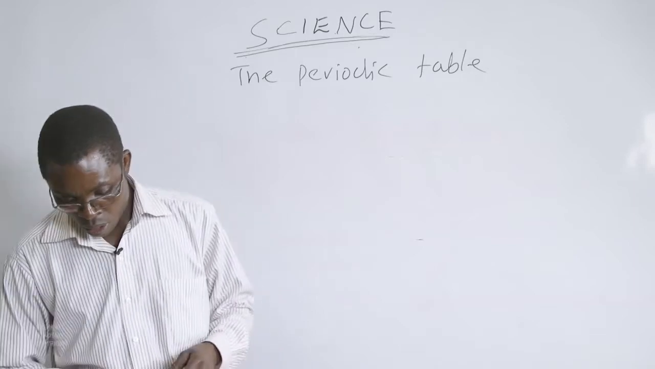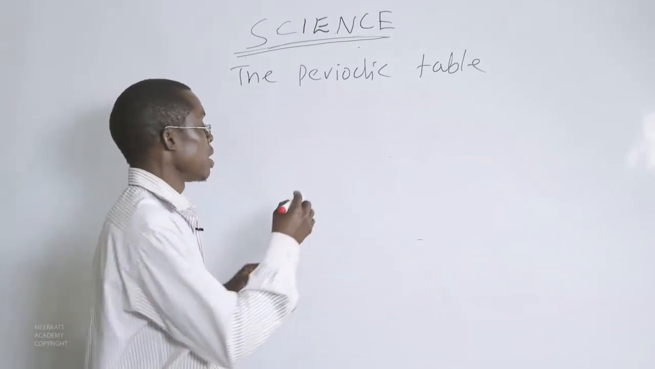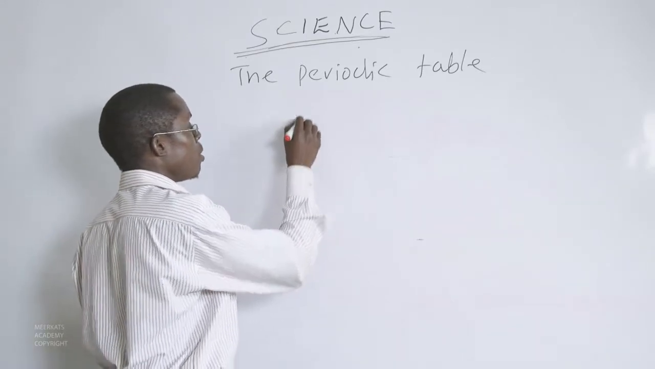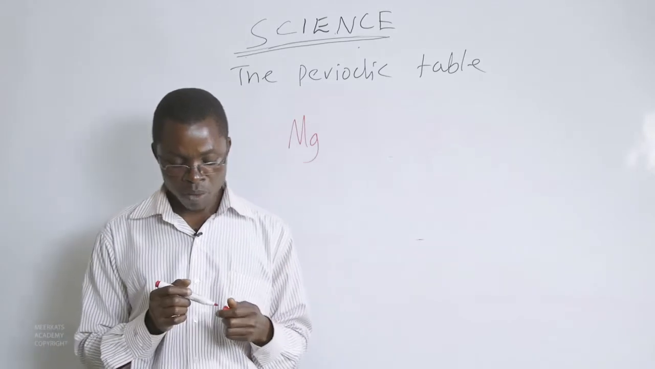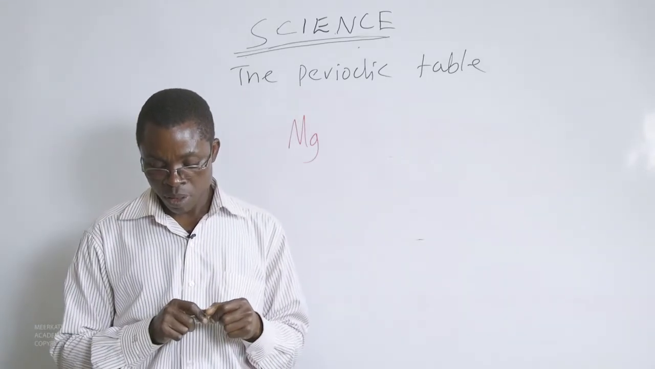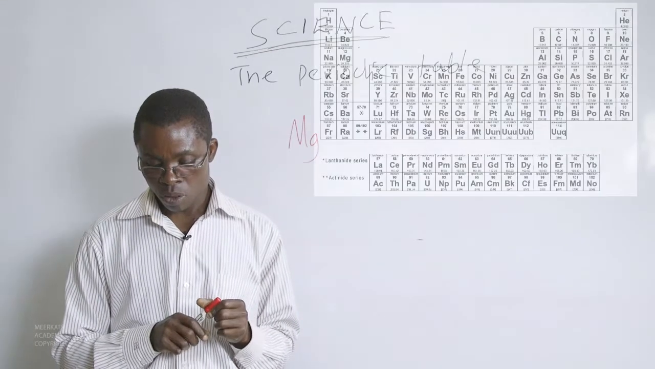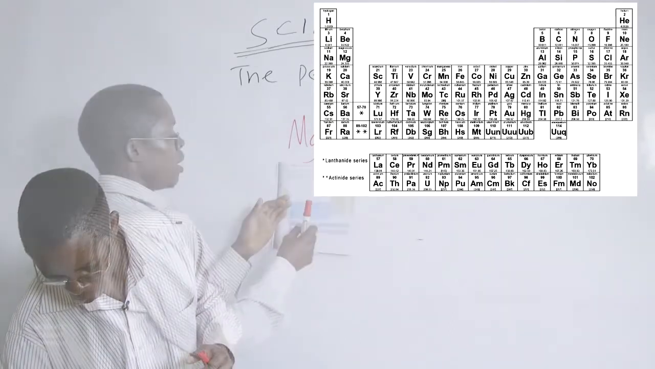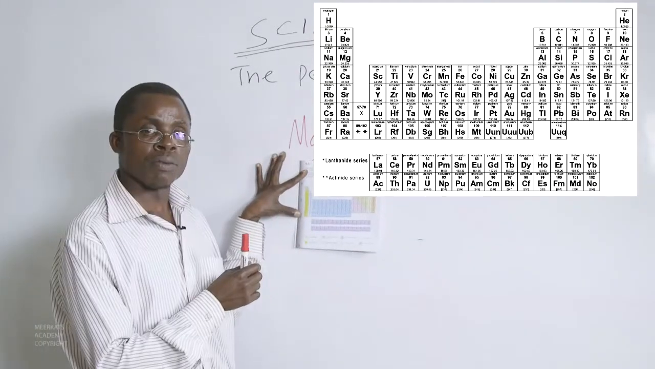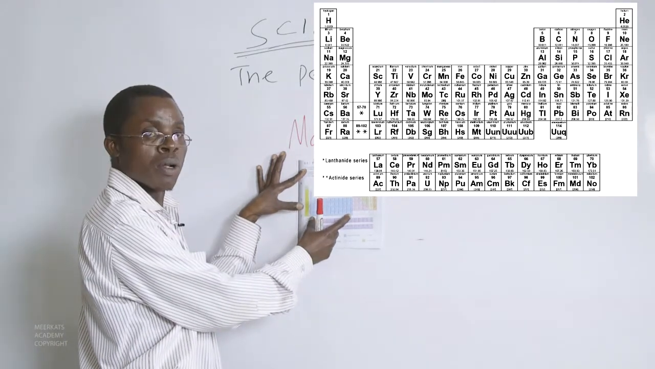First question. What is the atomic number of magnesium? Is it 4, 12, 25, or 42?